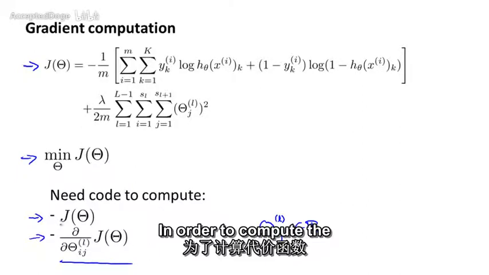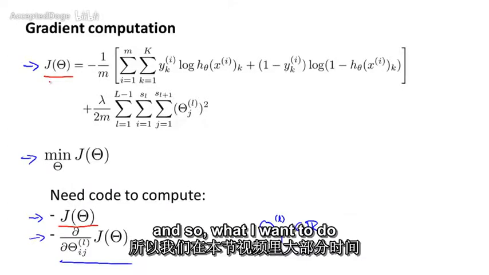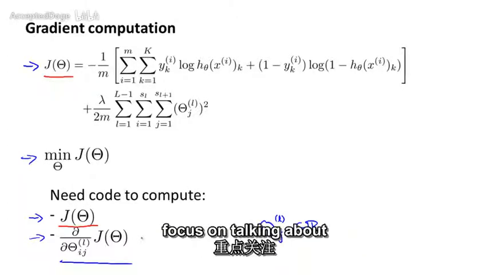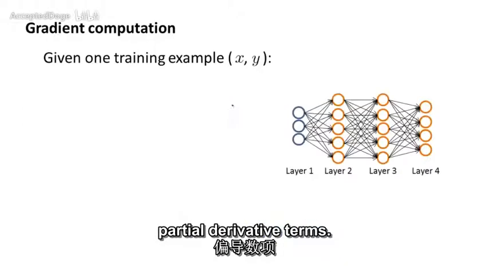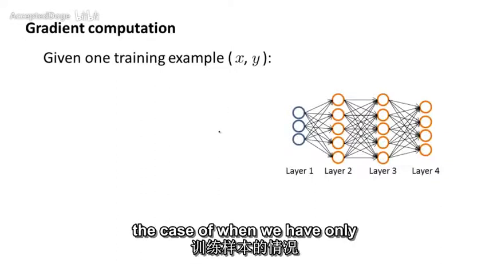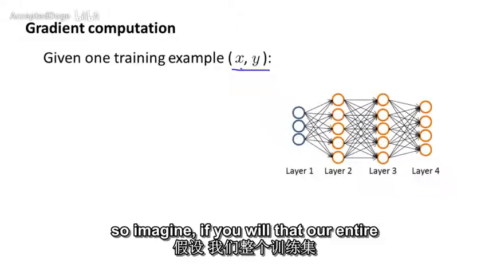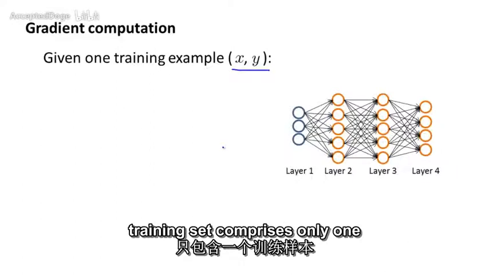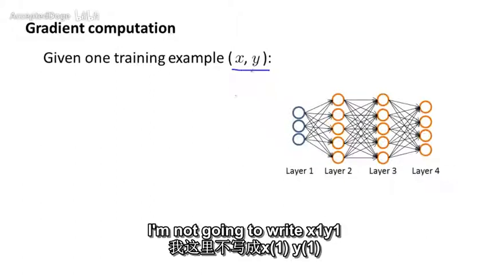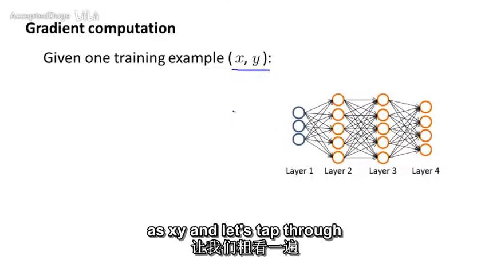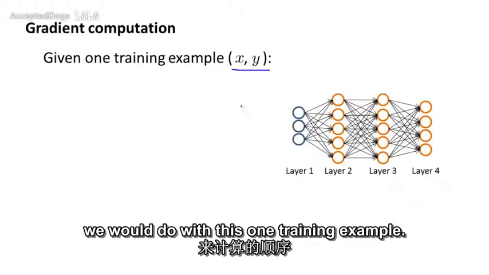In order to compute the cost function J of theta, we just use this formula up here. And so what I want to do for most of this video is focus on talking about how we can compute these partial derivative terms. Let's start by talking about the case of when we have only one training example. So imagine, if you will, that our entire training set comprises only one training example, which is a pair (x, y). I'm not going to write x1, y1, just write that one training example as (x, y). And let's step through the sequence of calculations we would do with this one training example.